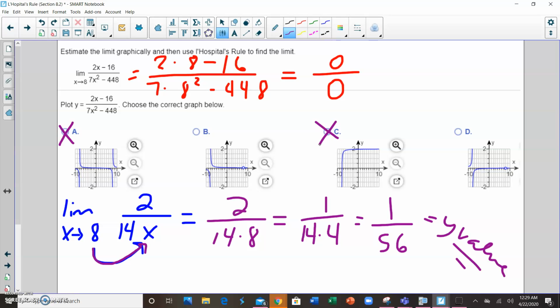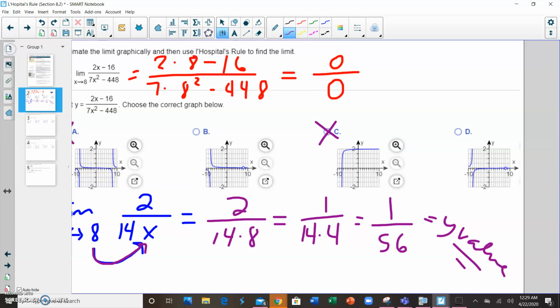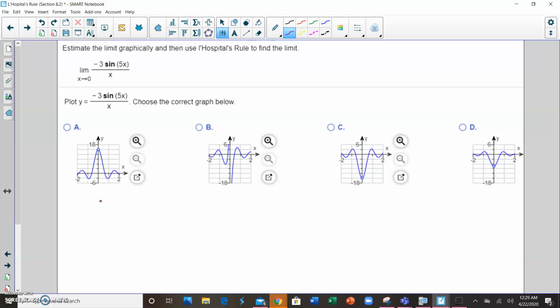And I'm not going to take the time to graph it, so we can get all of this done in my 15-minute time limit. All right, so next is this equation right here. What do we have here? We have the limit as x approaches 0 of negative 3 times the sine of 5x divided by x. So we're going to plug in 0 and see what happens. When I plug in 0, I get negative 3 times the sine of 5 times 0 divided by 0.